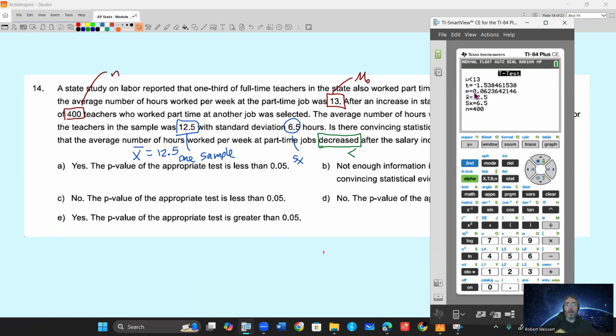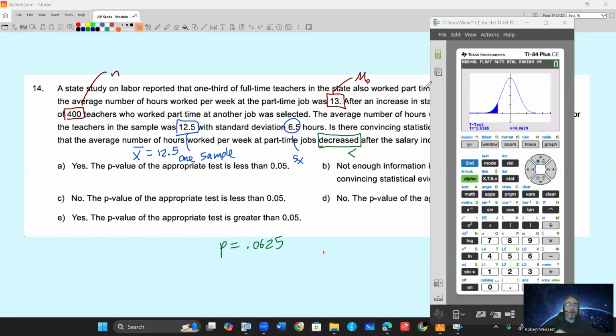And we're going to get a p-value of 0.0623. You can also do the same thing here by going to draw if you want to visualize what that looks like. This kind of helps you with the interpretation of a p-value. Remember, the p-value is the likelihood of getting a sample as extreme or more. And you're going to see that 0.0624 there. So let's look at our p-value. And now we can make our comparison.